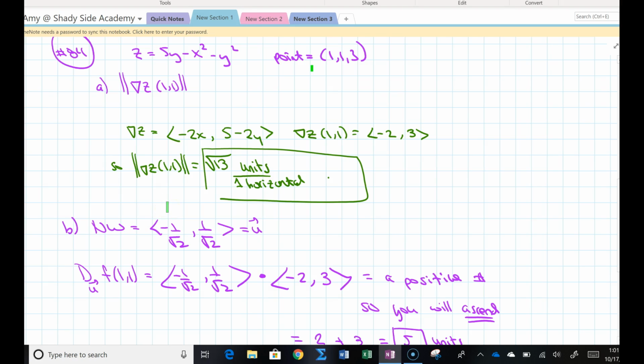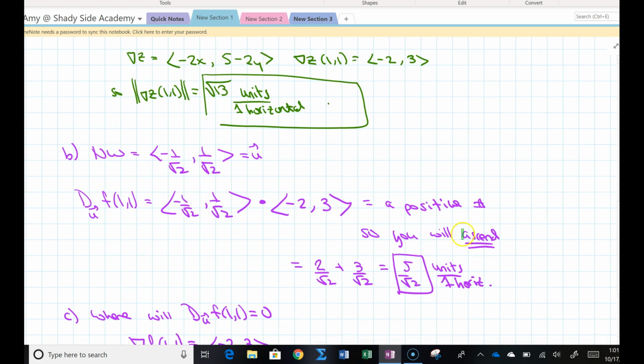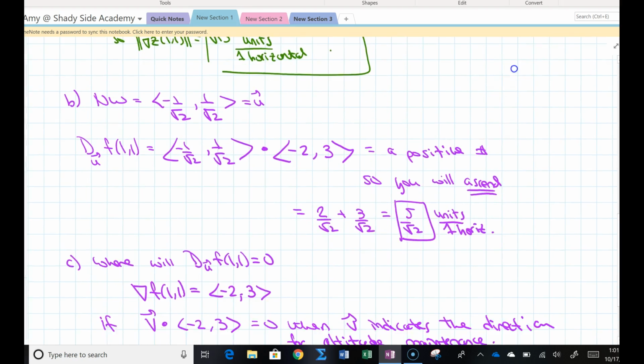B is saying if you decide to go straight northwest, notice here is my unit northwest vector. Will you be ascending or descending? And you'll see my work here. I have u dot del f, and that's going to be a positive number, so you will ascend. When you're asked to find what is the rate of ascension, it is right here: 5 over radical 2 units per 1 horizontal unit traveled in the direction of this vector, northwest.